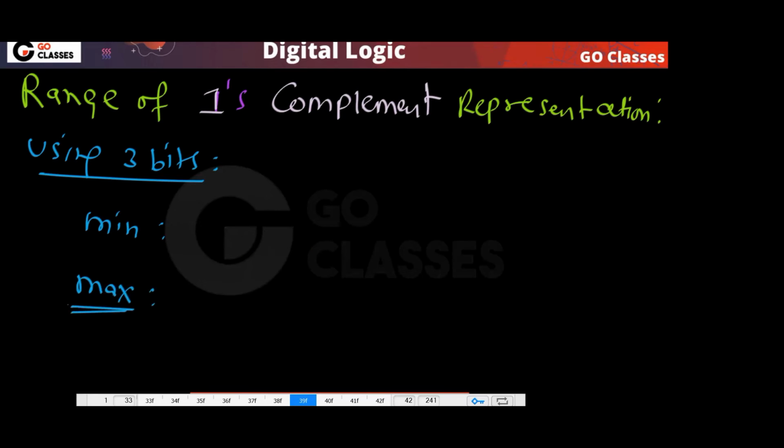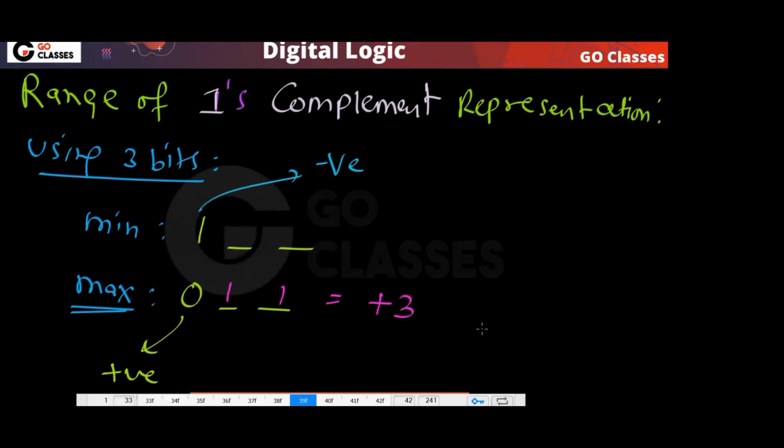Remember, maximum means it should be positive. This 0 implies positive. And minimum should be starting with 1. This 1 implies negative. You already know. So tell me, the maximum you can put is plus 3. This will be the maximum number you can put. And what is the minimum you can put? Should I do this? Is this correct?